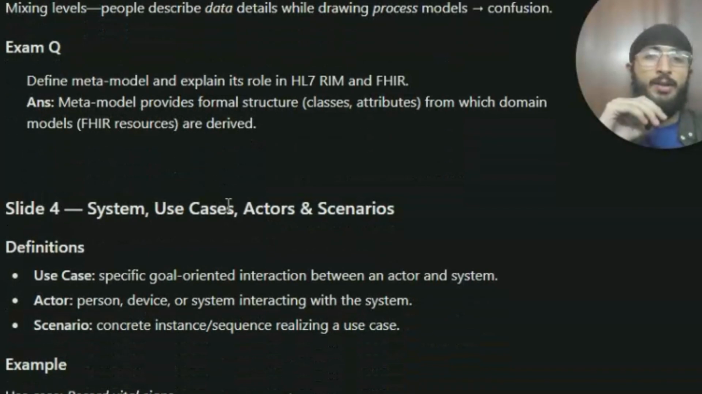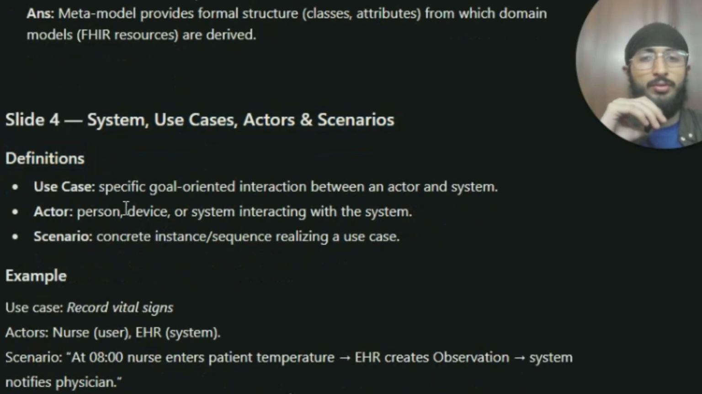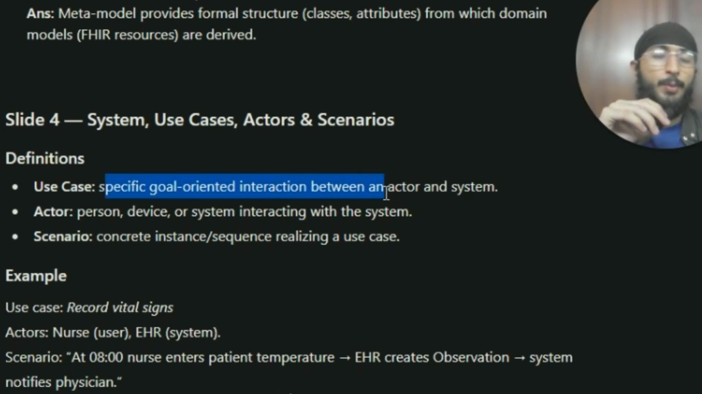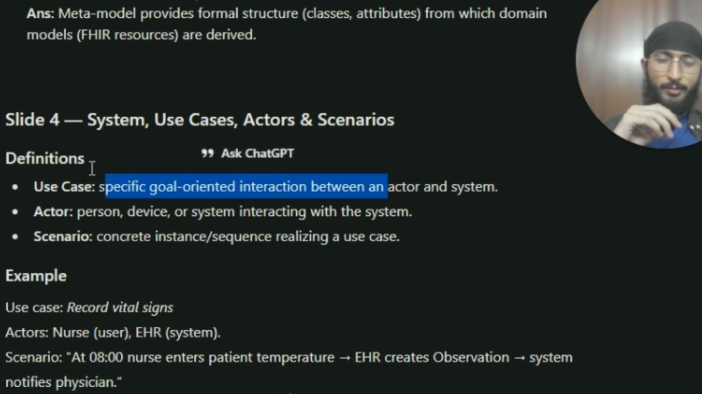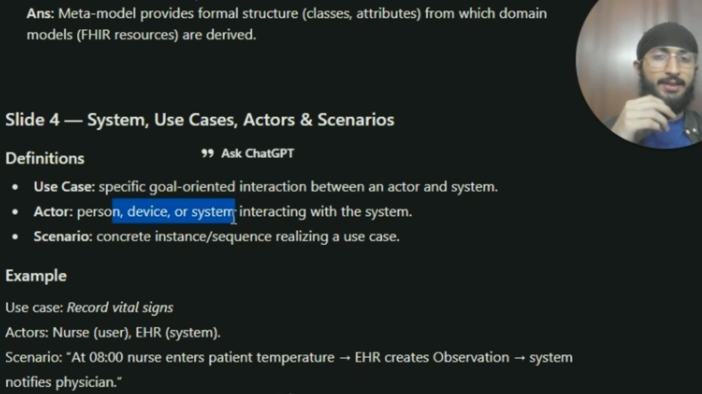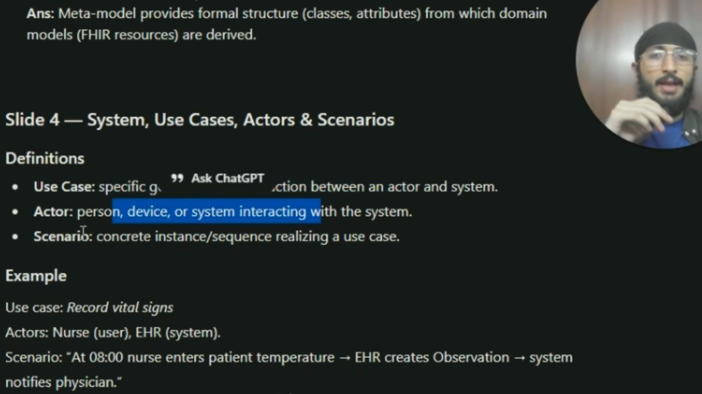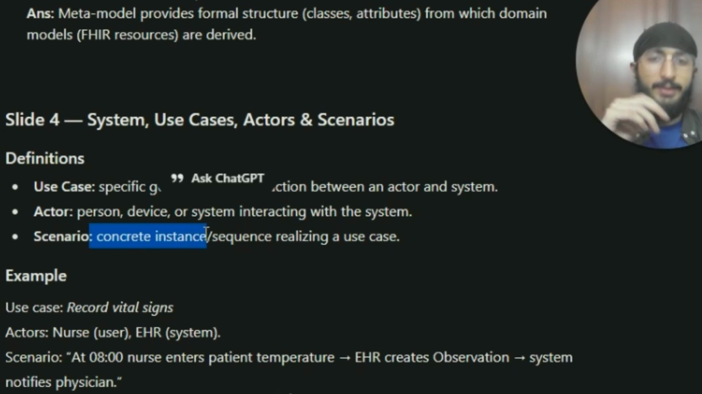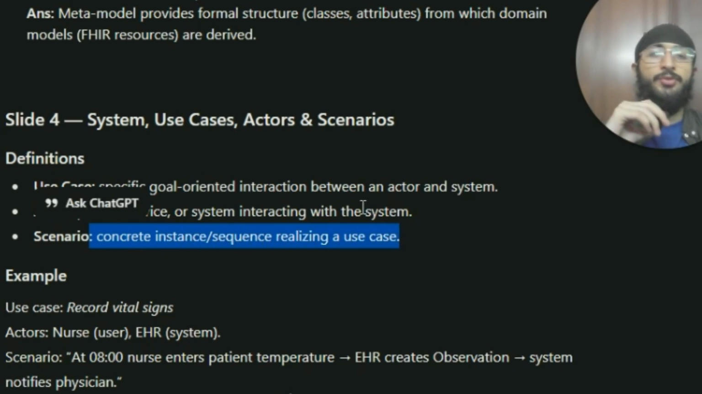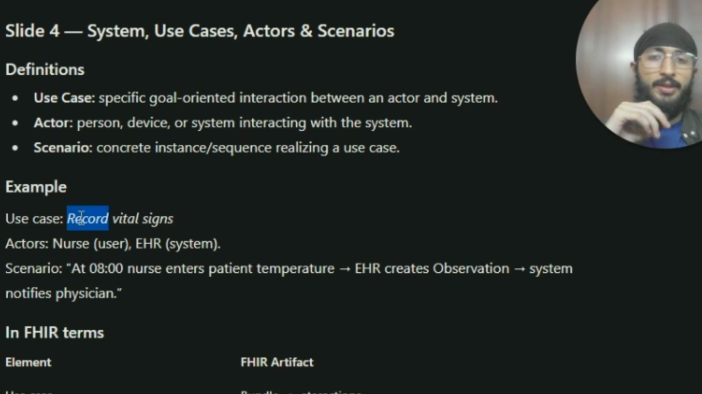System use cases, actors, and scenarios. So, the definitions firstly: use case is basically a specific goal oriented interaction between an actor and a system. Actor is a person, device, or any system that would be interacting with the system. And a scenario is basically concrete instance or sequence realizing a use case. For example, a use case could be record vital signs. Actors could be the nurse, that is the user, and EHR is the system. Scenario is at 8 a.m.